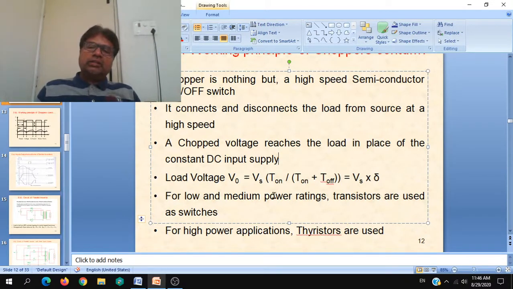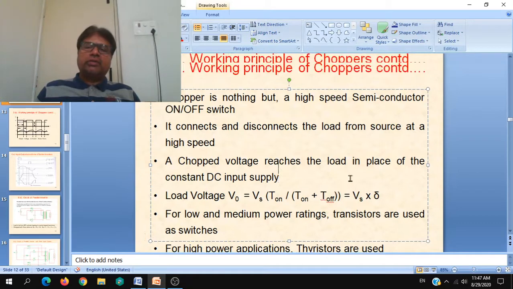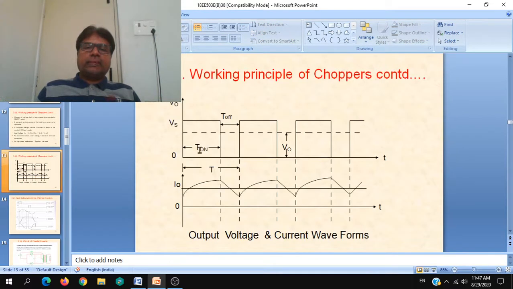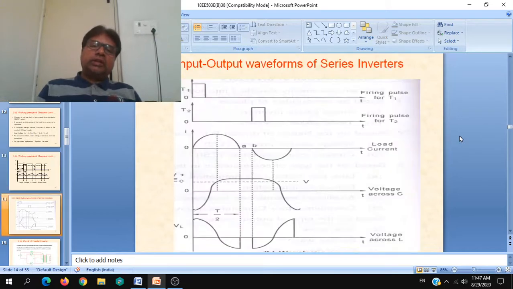This delta is nothing but your duty cycle, that is the turn on time by the total time period T, that is T on plus T off. So T is equal to T on plus T off, so T on by T, or T on by T on plus T off, will give you the average value. That average into Vs will give you V naught. So it is duty cycle control.